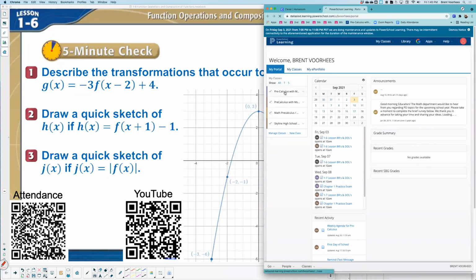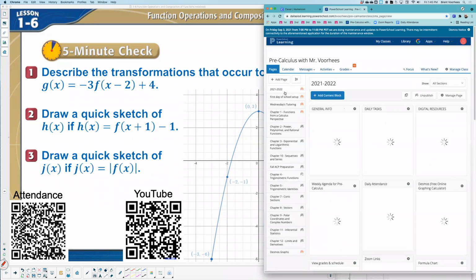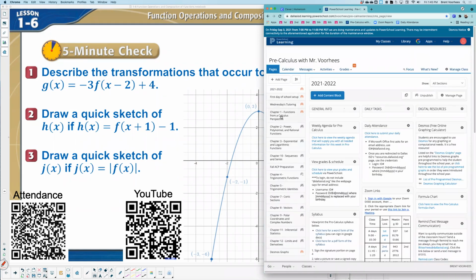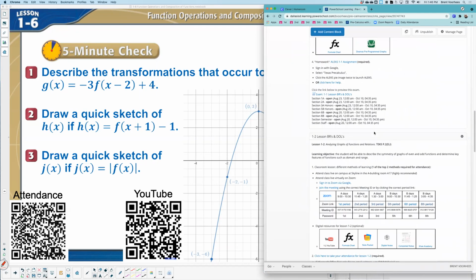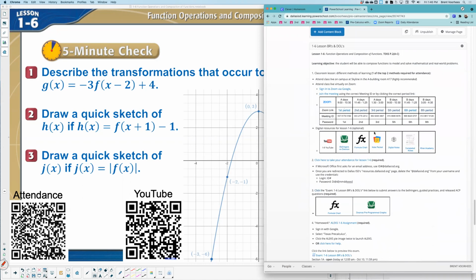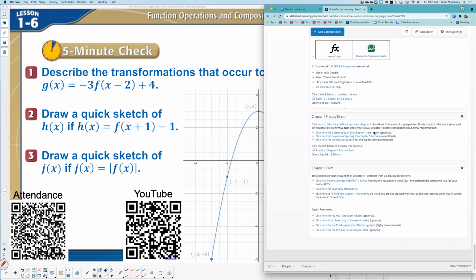After you choose the class, pre-calculus, I want you to go to the chapter 1 folder, because this is lesson 1-6. That means chapter 1. So I'm going to go to chapter 1 and scroll down until I see 1-6. It will be near the bottom. There's only one more lesson in chapter 1.